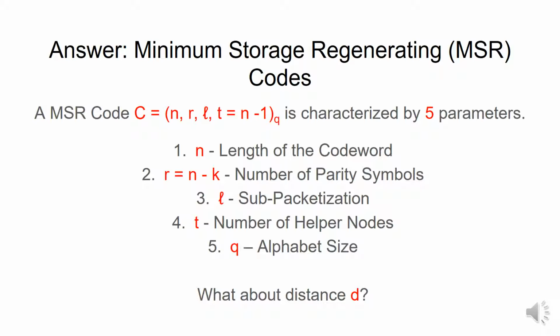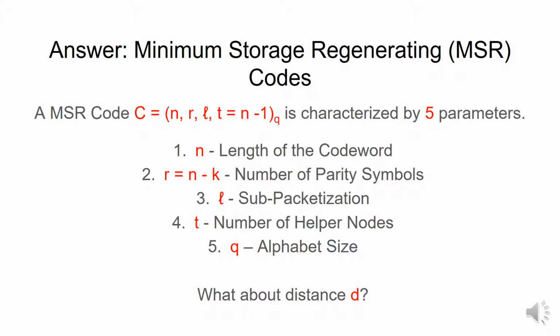Such codes are called MSR codes, the minimum storage regenerating codes. What happens with these codes? These codes are typically characterized by five parameters. One is obviously the length of the code word, and you have the number of parity symbols instead of dimensions. Some folks here care about the number of parity symbols, which is essentially n minus k, where k is the message length. And then you have the subpacketization, you have the number of helper nodes, and then you also have the alphabet size.